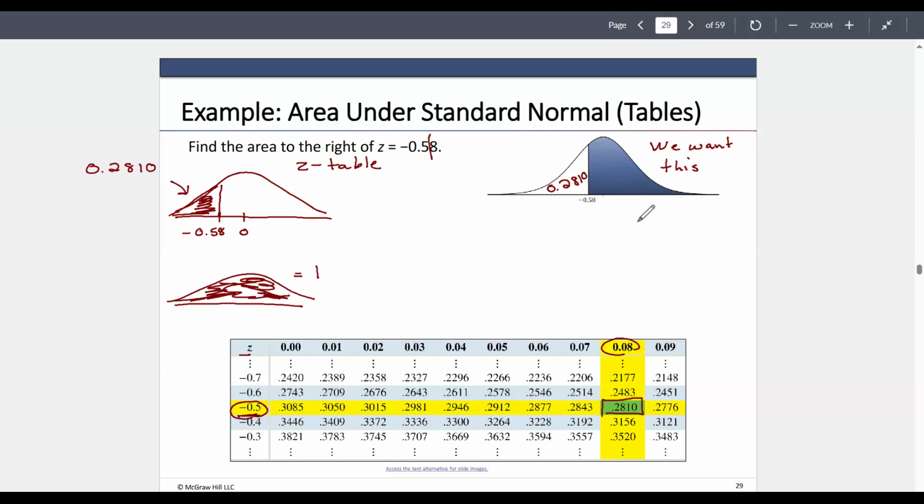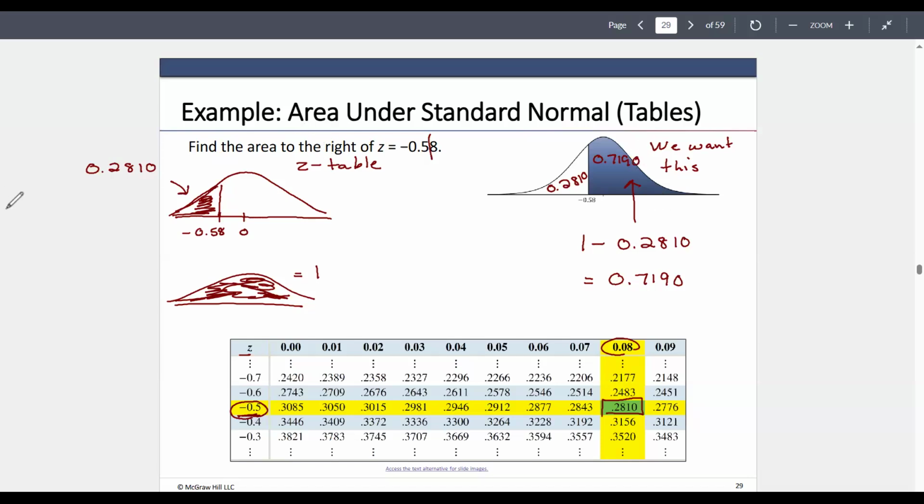That means right here, that's this area. But we want the area on the other side. So if we want this area now, we're just going to take 1, because that represents everything, and subtract 0.2810. Just a second, I lost my answer to it. 0.7190 technically. So that's this area over here.